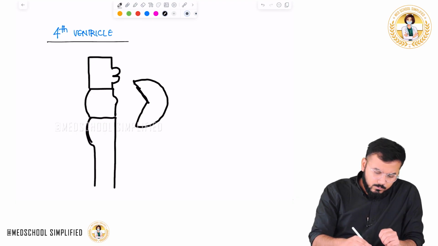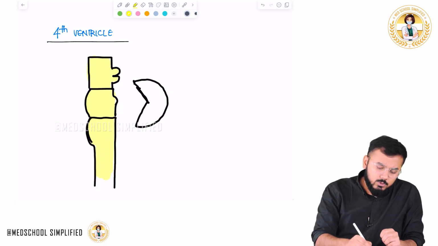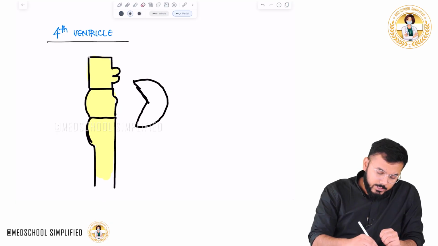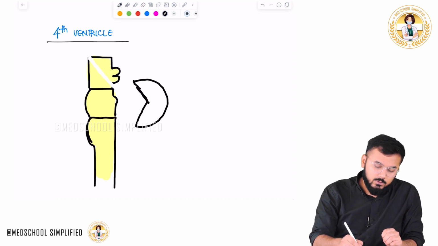Now, for example, let us say this entire part is your midbrain. Next you have got your pons, and next you have got your medulla oblongata. Now there is a small duct that is present exactly in the center like this. This duct which is exactly present in the center is called the cerebral aqueduct. So this particular duct over here is called your cerebral aqueduct.